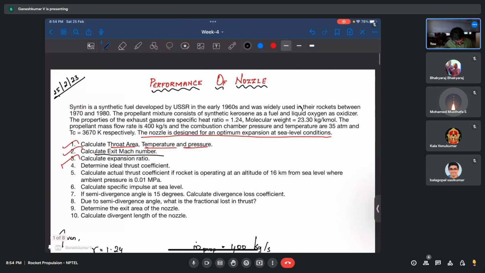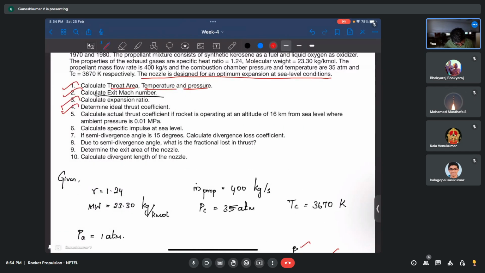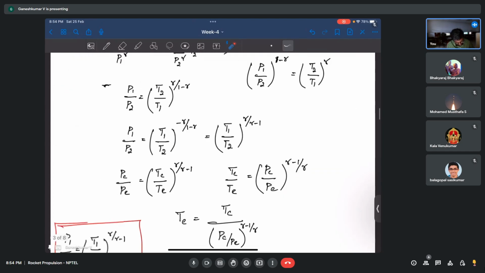So this is the ideal thrust coefficient. Now calculate the actual thrust coefficient if the rocket is operating at an altitude of 16 kilometers. So now the rocket is at 16 kilometers, and this coefficient is what they are asking. We have a pressure thrust term coming in, since here the ambient pressure is 0.01 megapascal. So we will include that.